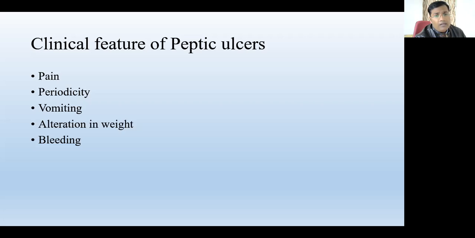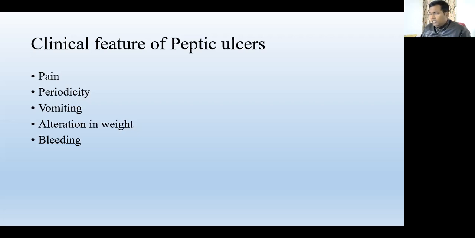The pain relieving factor and aggravating factor are different in gastric and duodenal ulcers. In the gastric ulcer, if the patient vomits, the patient feels relief. While in the duodenal ulcer, if the patient takes food, then the patient gets relief. So the pain is associated with the food in both, but in different ways.